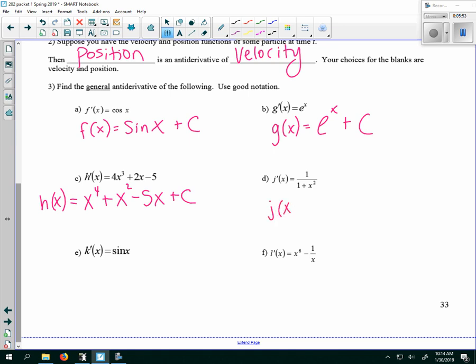All right, a function whose derivative is 1 over 1 plus x squared. This is one that you, it's rarer, but this is one that you should know. This is arctan. A function whose derivative is 1 over 1 plus x squared is arctan x.